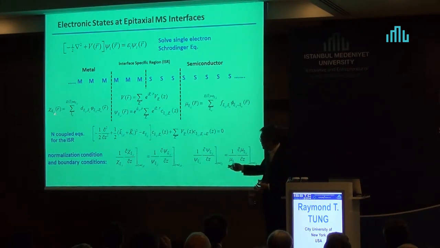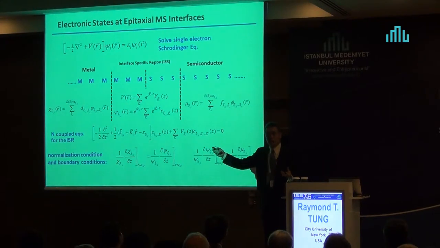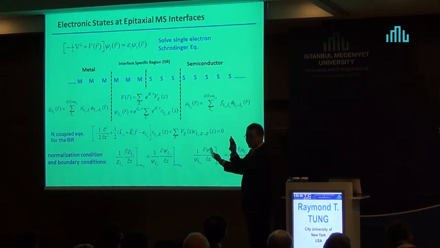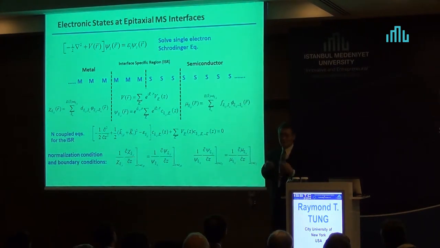So in these regions, what is calculated for the bulk metal has to be the electronic solution to the wave function. Now for the semiconductor, the same thing applies. So these are bulk states for the semiconductor side. Now inside this region, this is what they call the interface-specific region. Of course, the potential is very different from either that of the metal or the semiconductor.